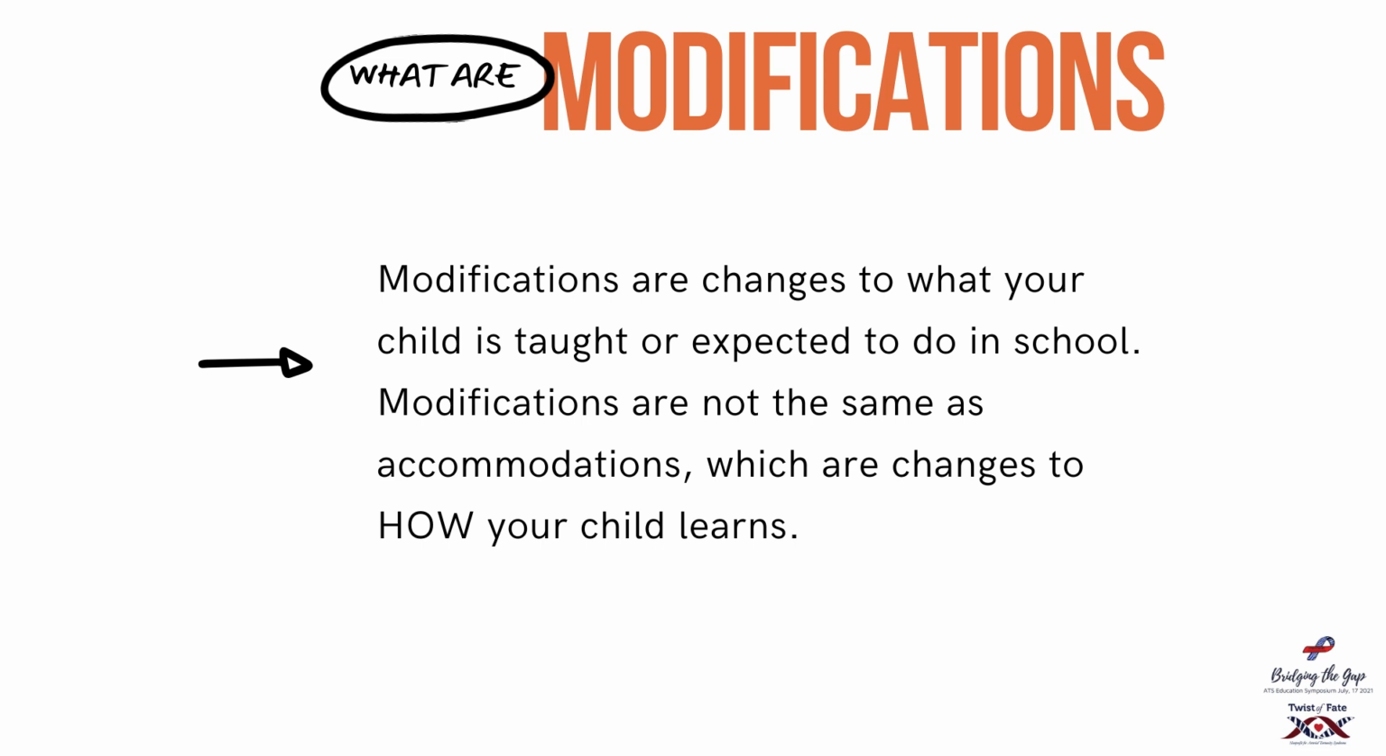You might have some modifications that include the use of alternate books, pass or no pass grading options, reworded questions in simpler language, daily feedback to a student. You can Google modifications, which will give you a list, just like we did with accommodations. They are a little different, and it's good to know the difference between the two. Modifications are changes to what your child is taught or expected to do, and they're not the same as accommodations, which is how our children learn.